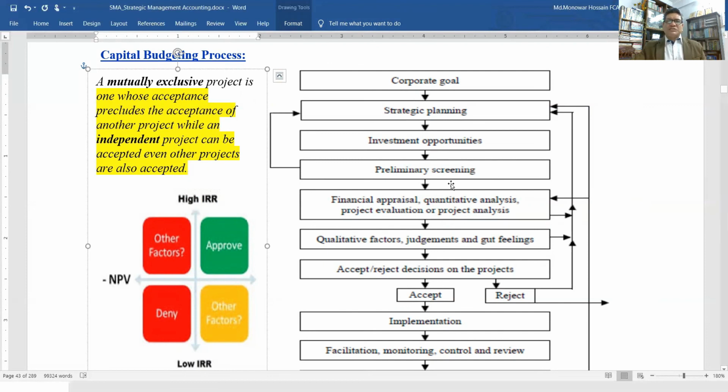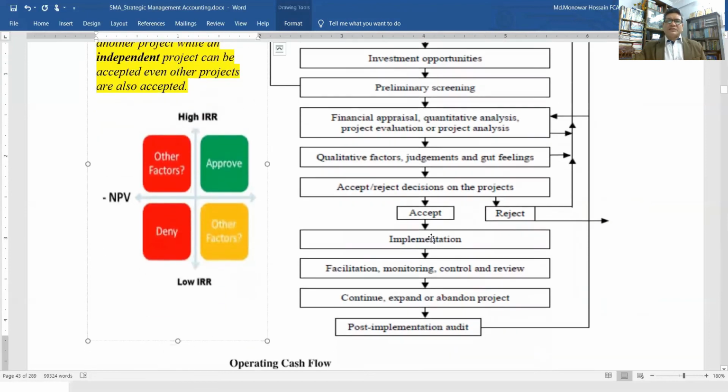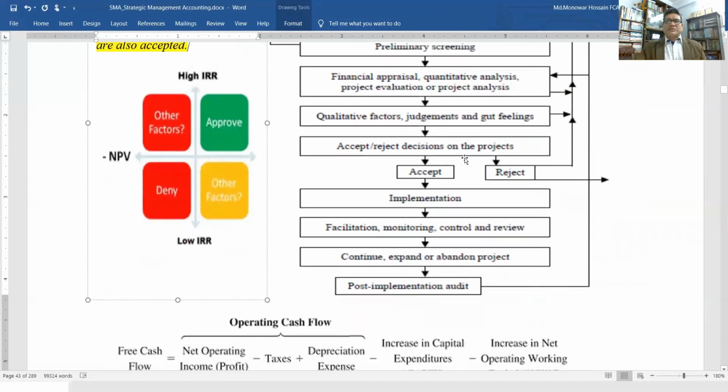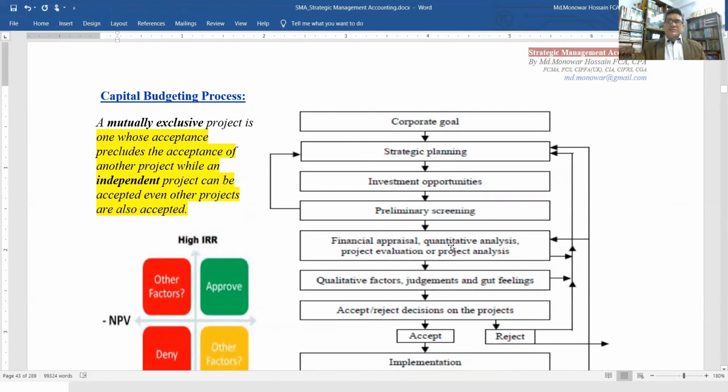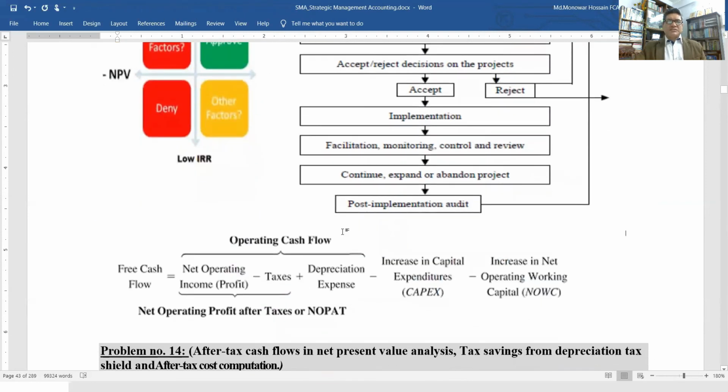Then we have to do the quantitative and qualitative factors, judgment and findings. Accept or reject decision on the project. If accepted, then implement. If rejected, go again to the top. Implementation and facilitation, monitoring, control and review. After that, continue, expand or abandon the project, and then post-implementation audit. So this is the capital budgeting process, the fundamental process.